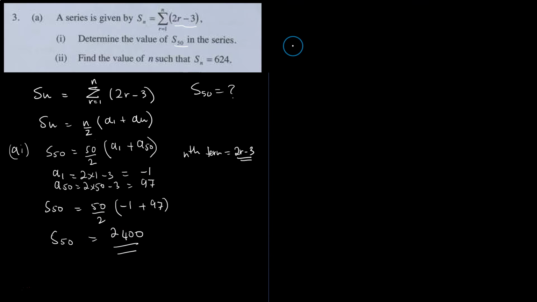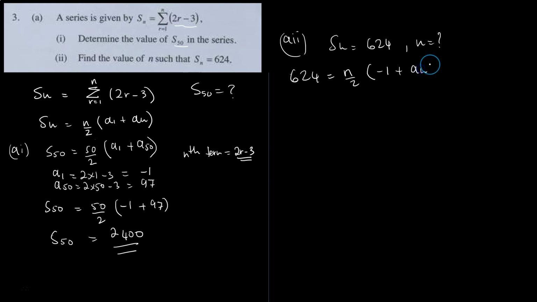Now let's do A(ii). Okay, we're given Sn equals 624 and we need to find n. So how many terms were added to get 624? That's what it means. Okay, so what do we have? If we have 624, using our formula here, we have n over 2, and then we know what a1 is, -1, plus an, which we don't know. So how do we get an, this part?